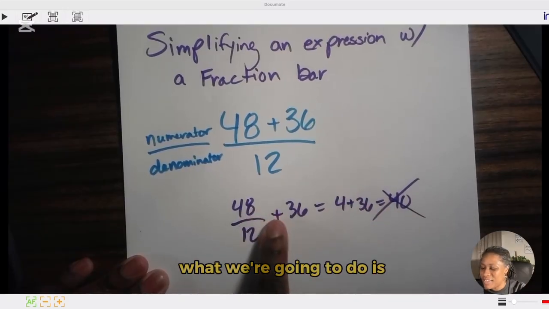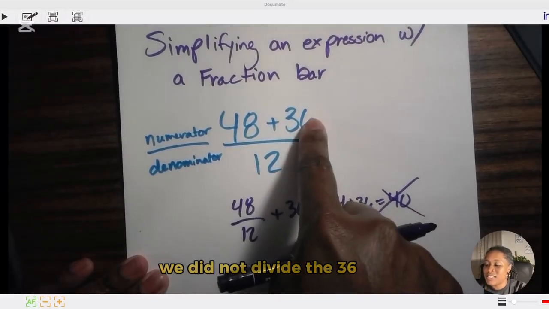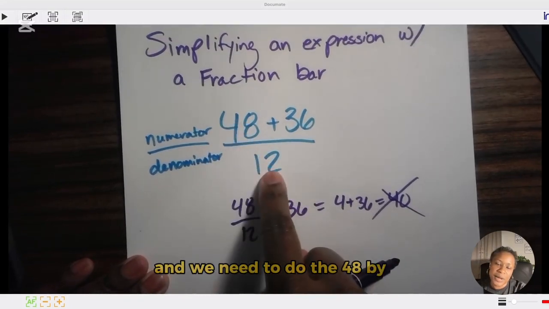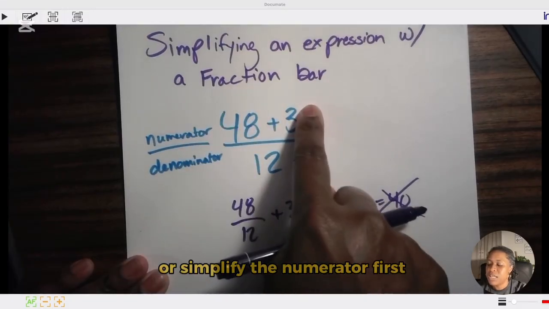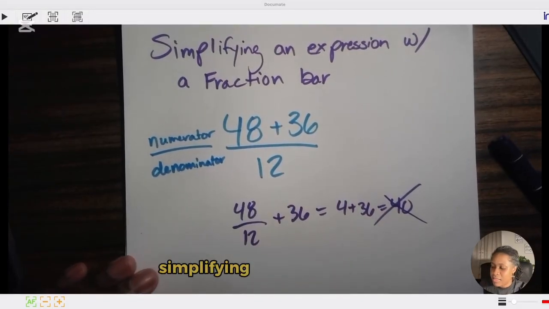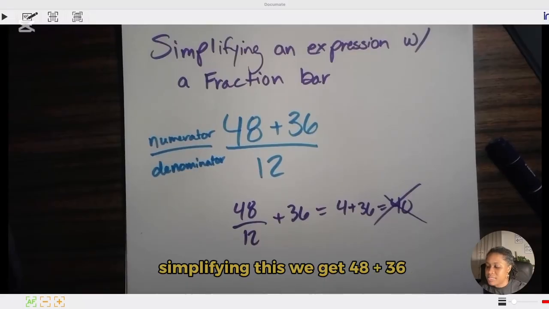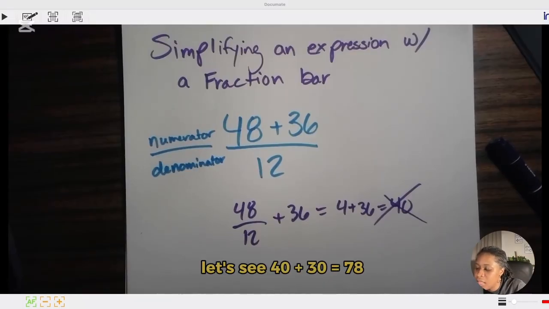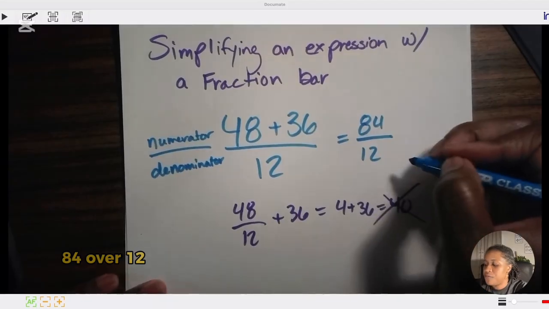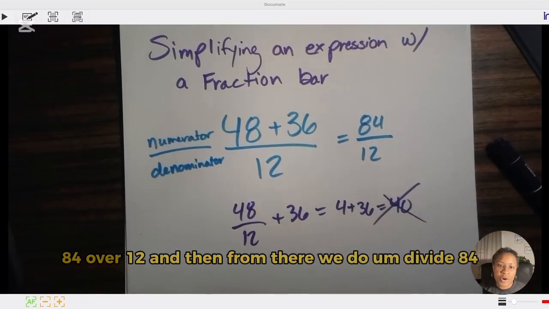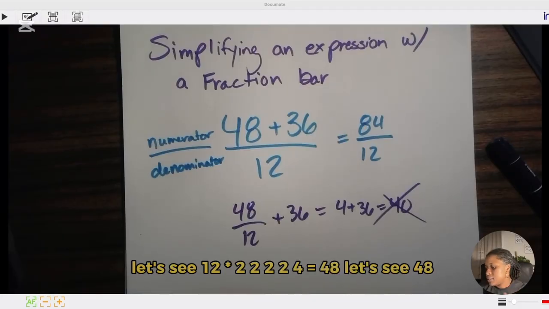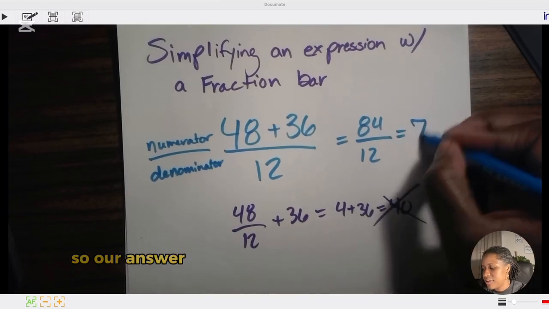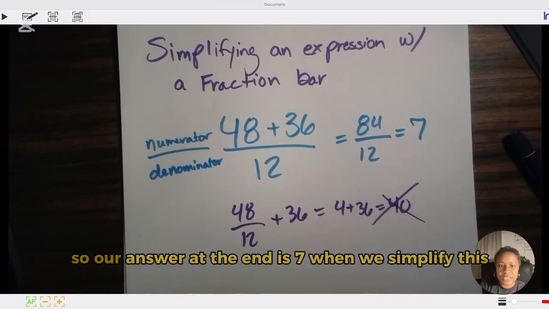What we're going to do is, we did not divide the 36 by 12, and we need to do the 48 by 12, which is why we're going to simplify the numerator first and then divide it by the denominator. Simplifying this, we get 48 plus 36, which is 84 over 12. And then from there, we divide 84 by 12. So our answer at the end is 7 when we simplify this expression.